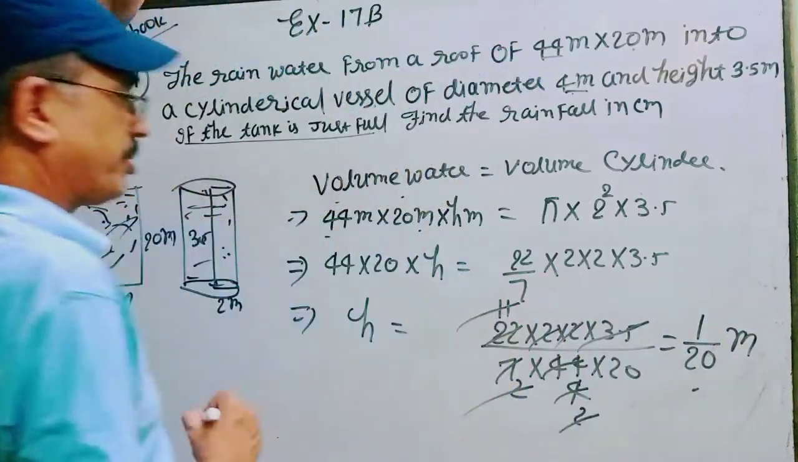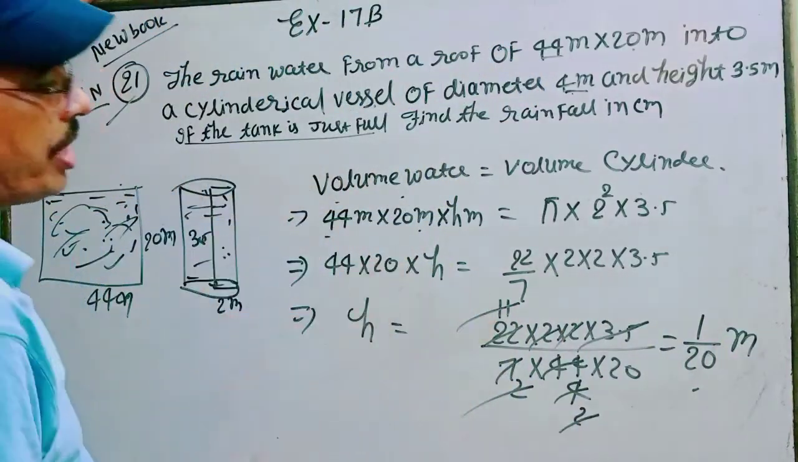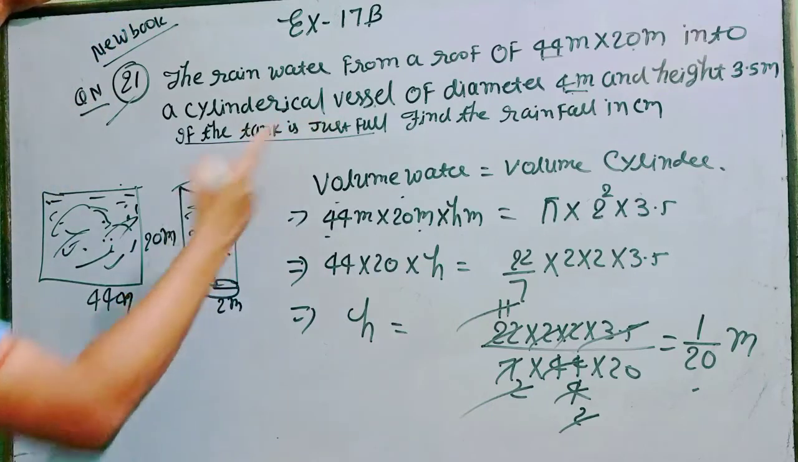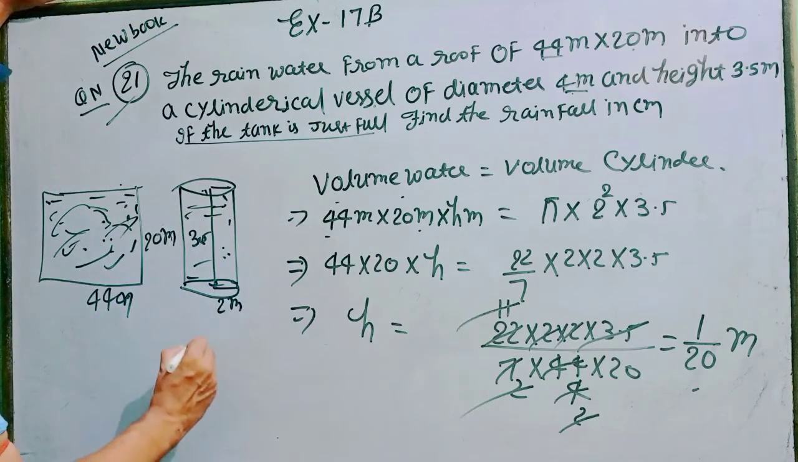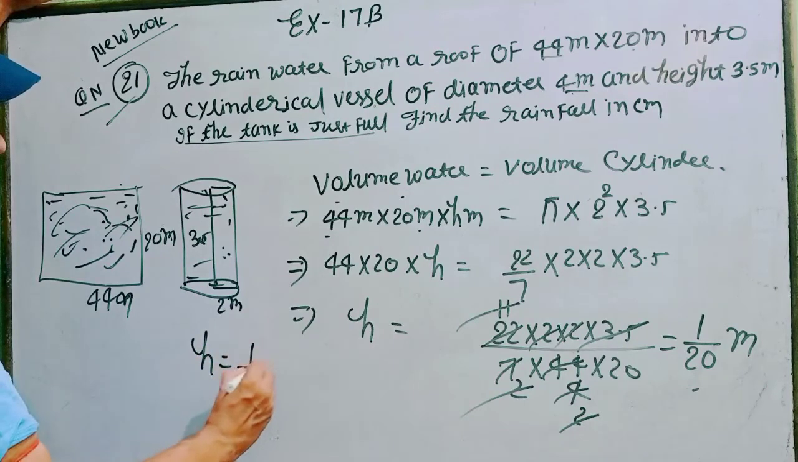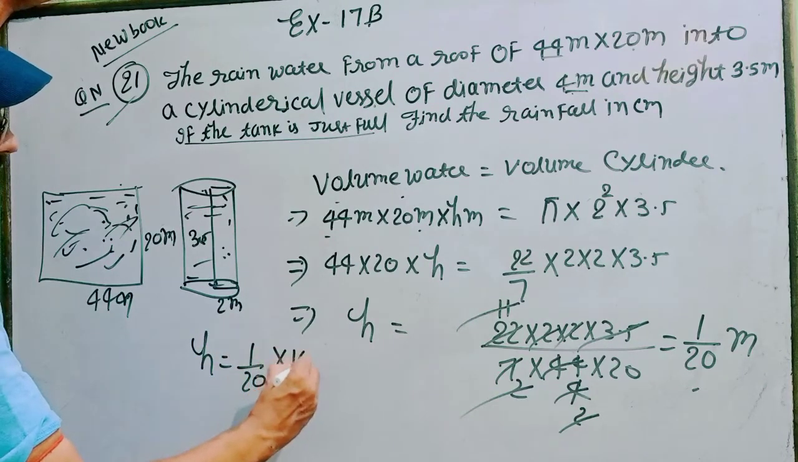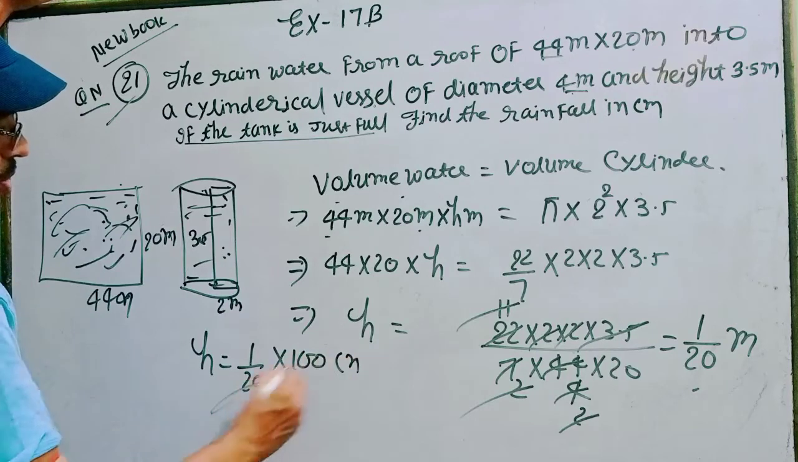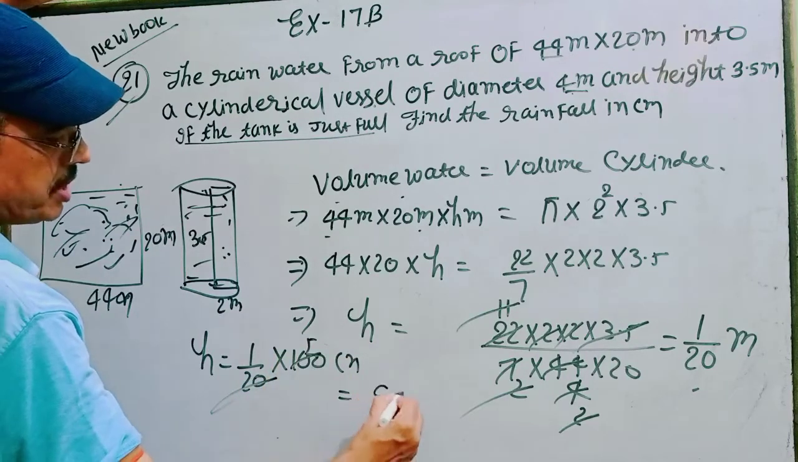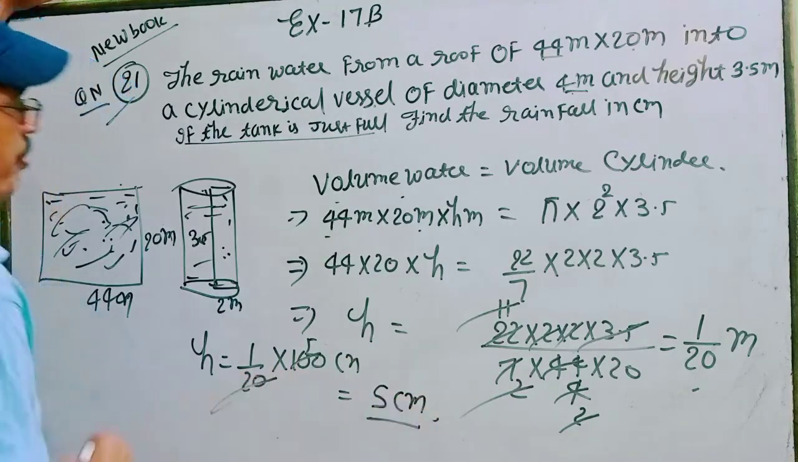It is the height of the water. That rainfall is 1 by 20 meter. Now your question says find the rainfall in cm. So the height of this water is 1 by 20 into 100 cm. 20 fives are 100. That means the rain on that day is 5 cm.